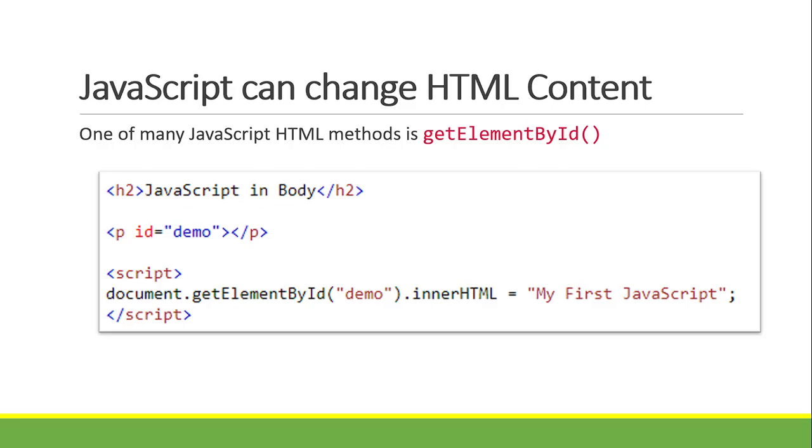And now let's try JavaScript. First is JavaScript can change HTML content. So one of the many JavaScript HTML methods is getElementById. So ito po ay isa sa most common method na ginagamit ni JavaScript. So in this example, makikita po natin na may paragraph, then ang attribute nito is ID, then ang value is demo. And below is meron pong script.